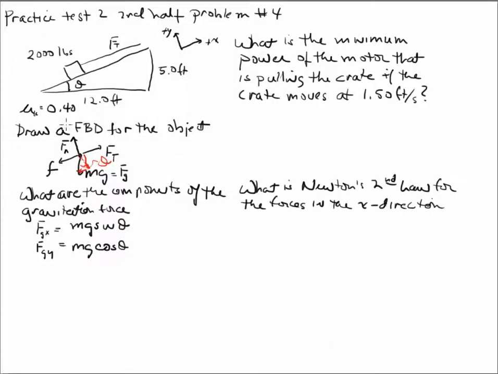What is Newton's second law for the forces in the x direction? Of course, the sum of the x forces is equal to 0, and that's going to be minus the friction force minus the force of gravity plus the force of tension. All that equals 0. Why?